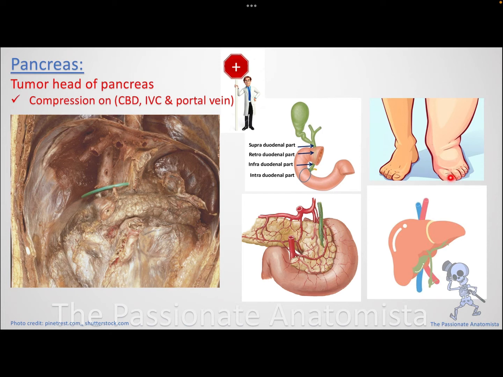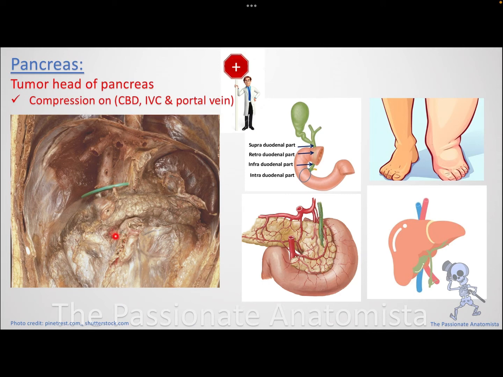So this is another sign and symptom you guys can see in the clinic, and you need to think about tumor head of pancreas. And then the third thing is your portal vein. Remember, you guys, that the formation of the portal vein happens behind the neck of pancreas by union of superior mesenteric vein and the splenic vein. So if a patient has tumor head of pancreas, that would compress the portal vein, and that shows portal hypertension.